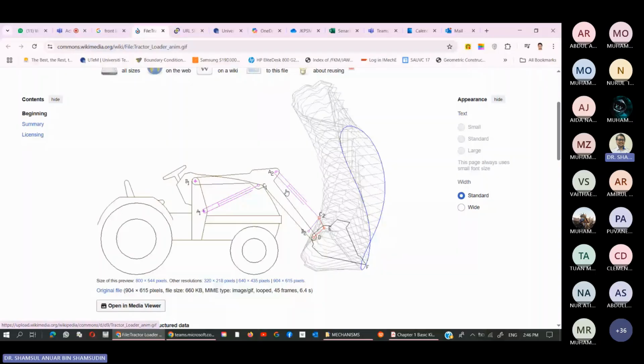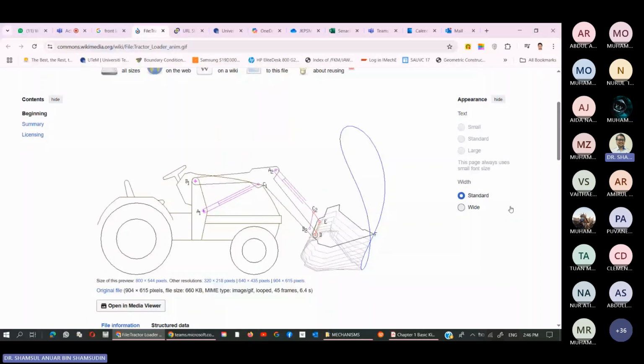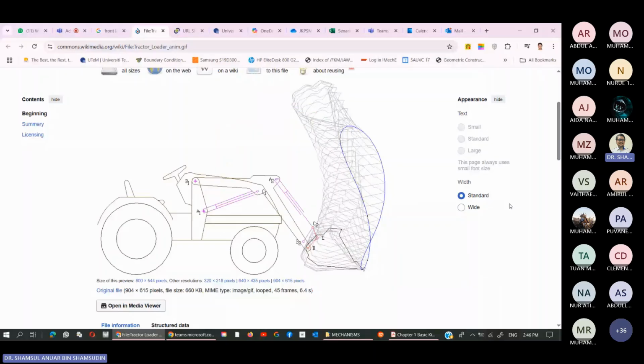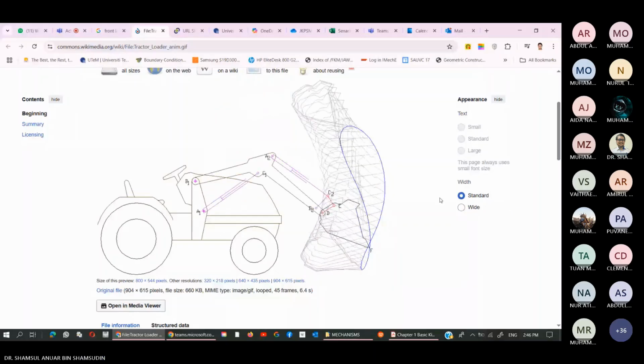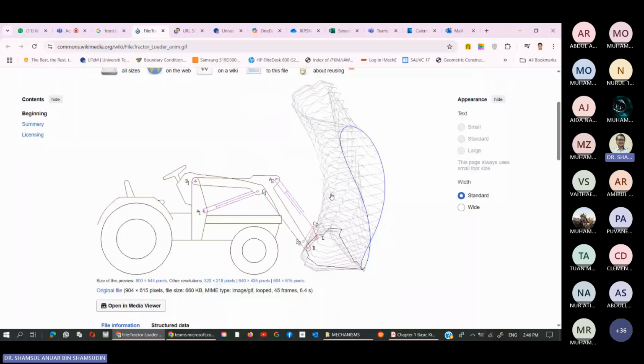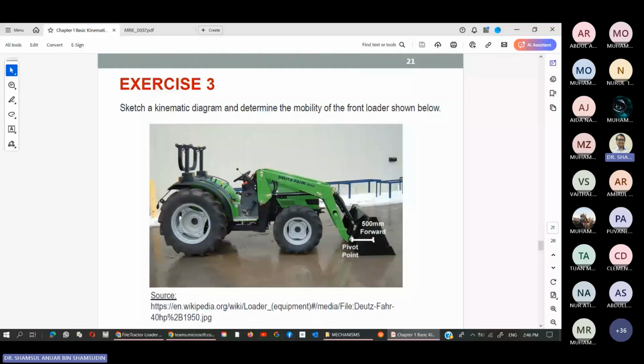So how many degrees of freedom does this have? Anybody? Mr. Tan? So it should be two degrees of freedom. 1 and 2. Like the first way to determine it is by calculating how many actuators there are.